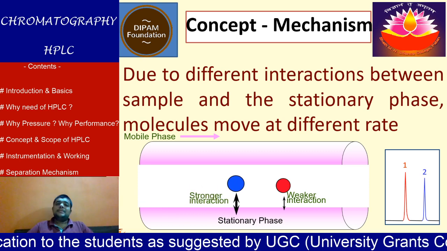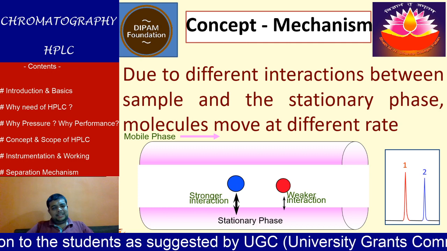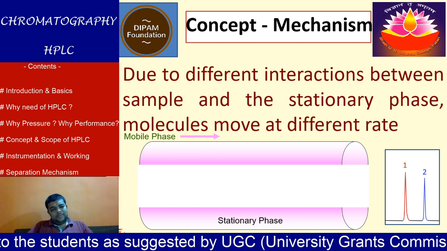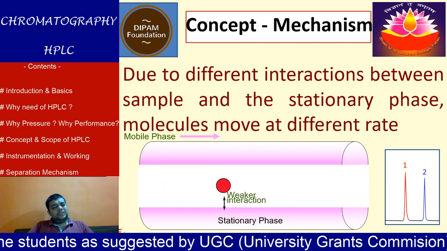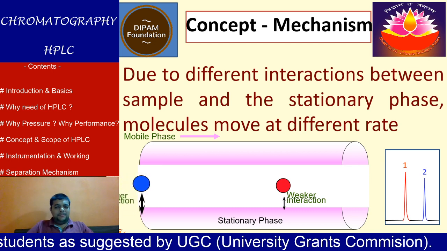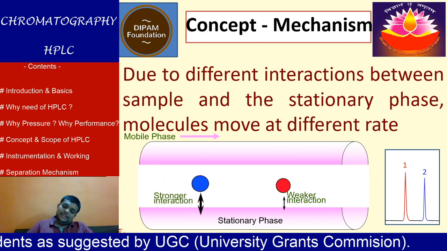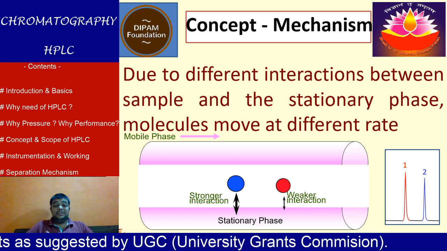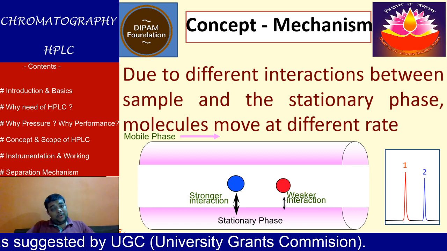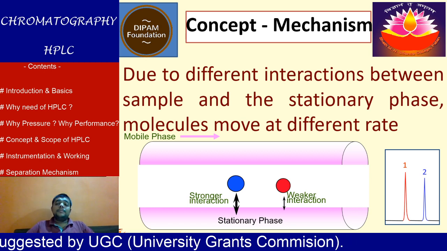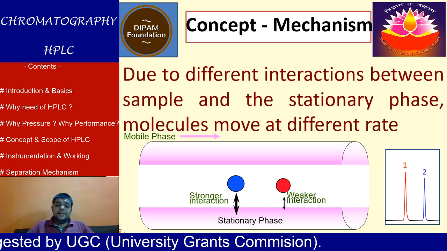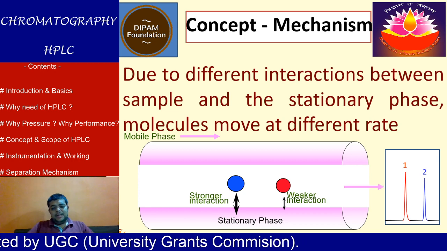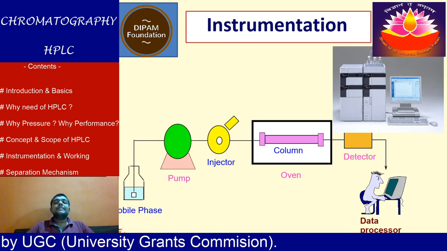So friends, this is how the interaction phenomena helps us in determining the rate of different components in a matrix. You might have got an idea that when we start the two components, both should reach at the same time, but this does not happen. One component comes out faster and the second one comes out slower because of the different interactions going on inside the column. So built on this mechanism is this technique of HPLC.